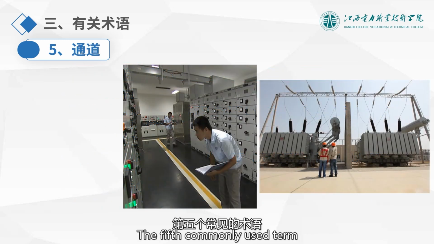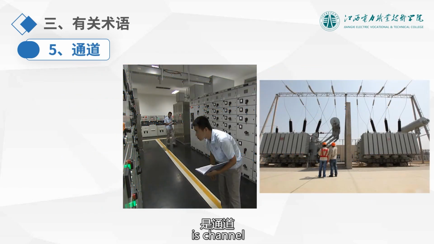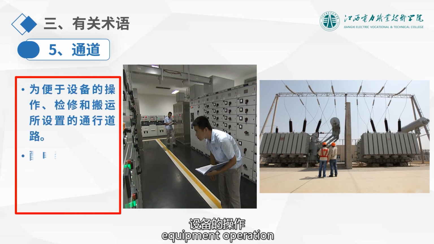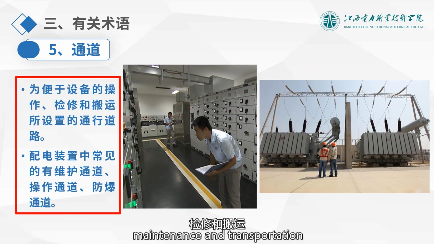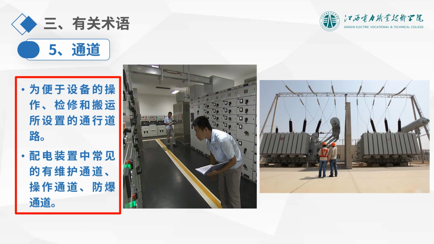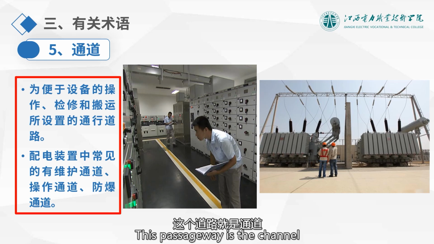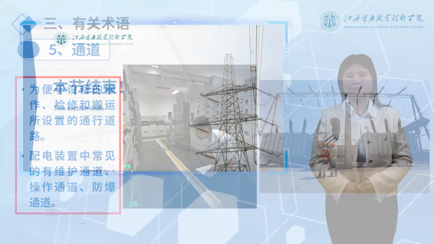The fifth commonly used term is channel. For the convenience of equipment operation, maintenance, and transportation, distribution equipment, when arranged, will have passageways. The passageway is the channel in distribution equipment. Common channels include maintenance channels, operation channels, and explosion-proof channels.